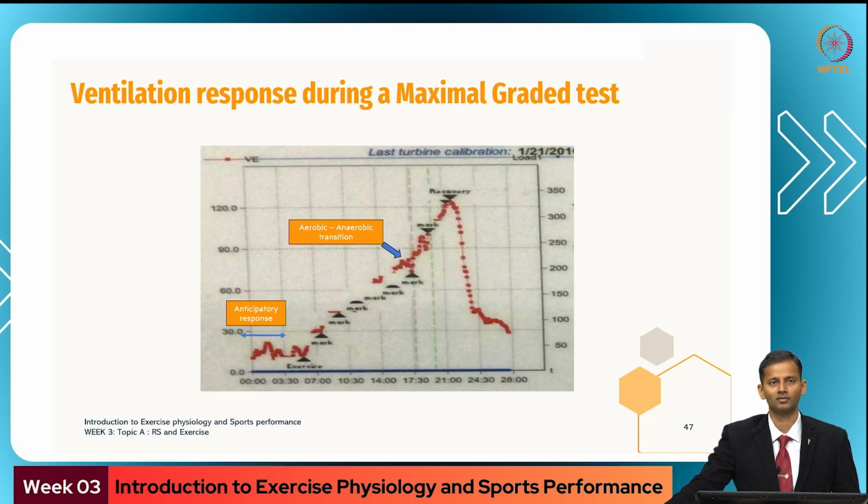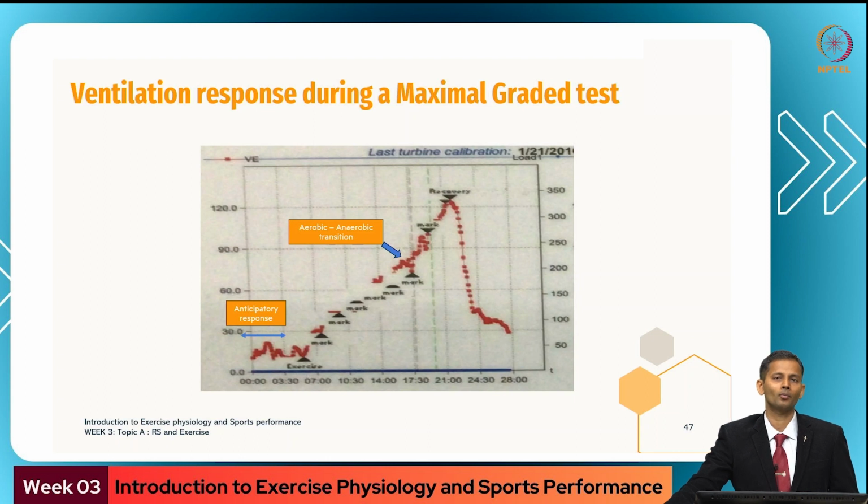As and when the exercise starts, the increase in ventilation happens by both rate as well as depth, and thereafter it reaches a zone where the demand of the exercise is not met by the aerobic pathway, or the rate is slower. Because of which you end up in the anaerobic pathway to generate the ATP that is required. This we have discussed in our module on bioenergetics earlier.